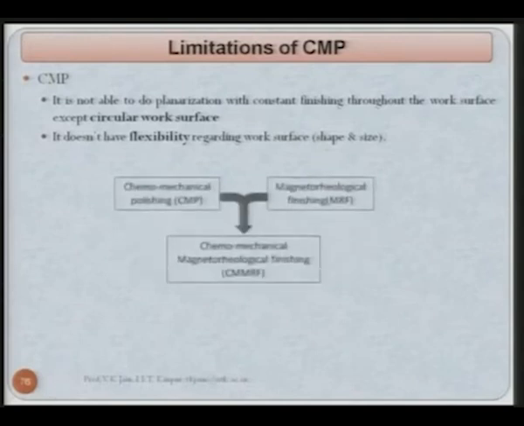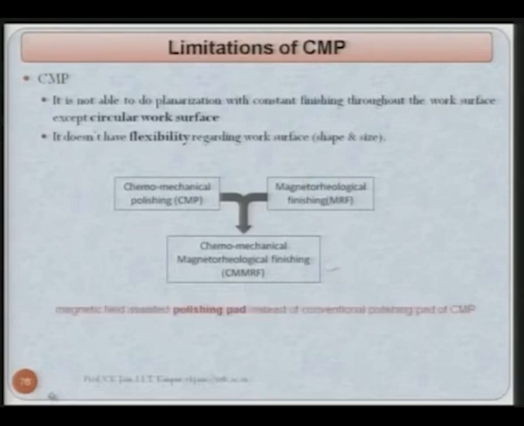So, what we did that we combined the chemo-mechanical polishing process with magnetorheological finishing process and developed a process named as chemo-mechanical magnetorheological finishing process. Here magnetic field assists polishing pad instead of conventional polishing pad of chemo-mechanical polishing. Its flexible polishing pad removes the shape limitation on the workpiece surface. Because of this magnetic field it becomes deterministic also, you can control the forces.